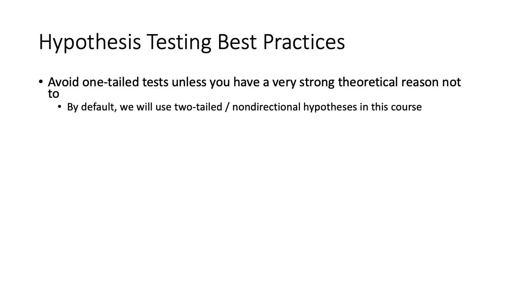We're going to look at an example, but before we do that, I just want to summarize this. So first of all, this is controversial, but most statisticians in the behavioral sciences suggest you should avoid one-tailed tests unless you have very strong theoretical reasons. Although some people say, forget about that. By default, we're going to use two-tailed or non-directional hypotheses in this course because they're very common.